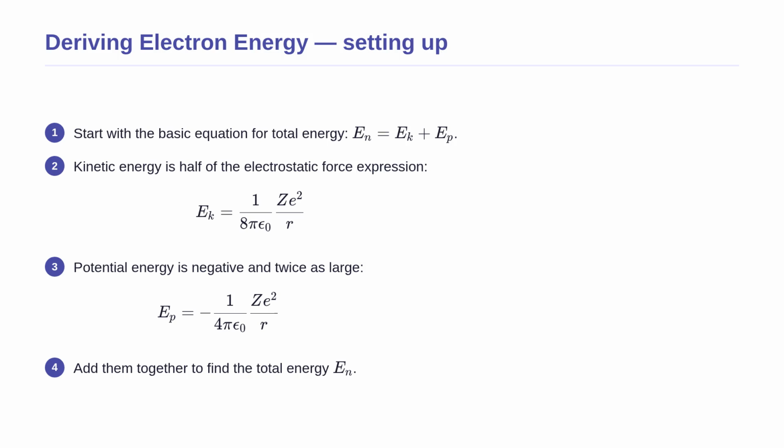We start with the basic physics principle that total energy equals kinetic plus potential energy. From our earlier force balance equation, we know that mass times velocity squared equals the electrostatic force. Since kinetic energy is half mass times velocity squared, it is exactly half of that electrostatic expression. The potential energy is the standard electrostatic energy between opposite charges, which makes it negative. Notice that the potential energy is exactly twice as large as the kinetic energy. When we add them together, the result will be negative.